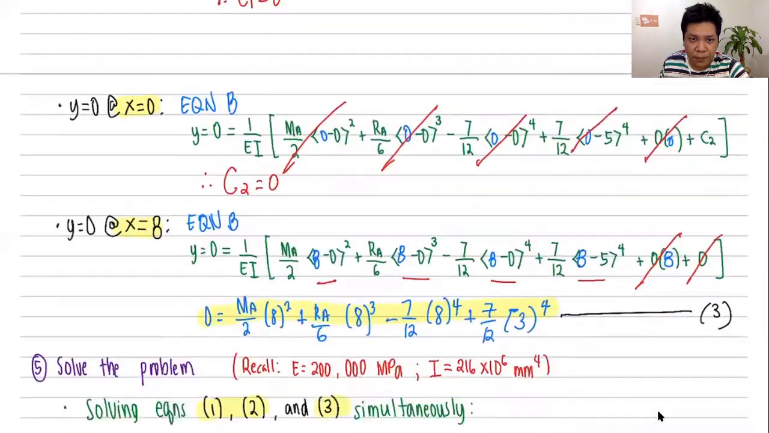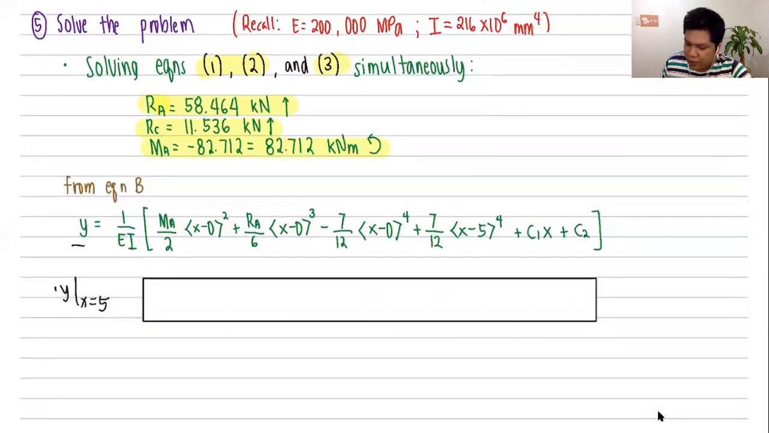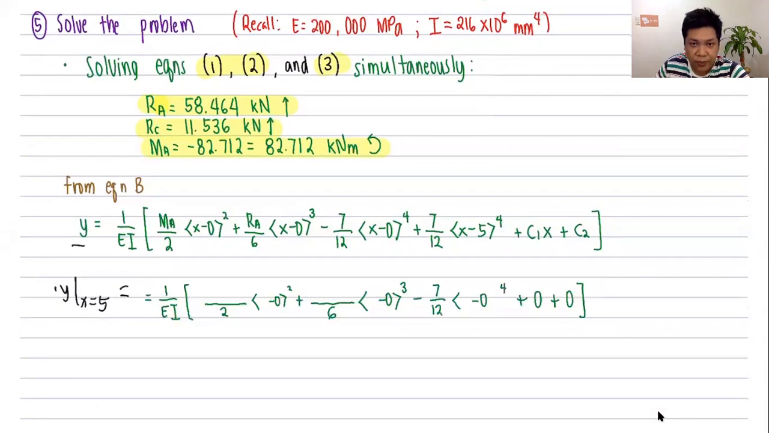Therefore, in my equation B, I'll copy everything, but substitute the value of 5 for the variable x. Also, I already know the support reactions. I know that MA is negative 82.712, because my initial assumption is wrong. Similarly, I know that RA is already 58.464.